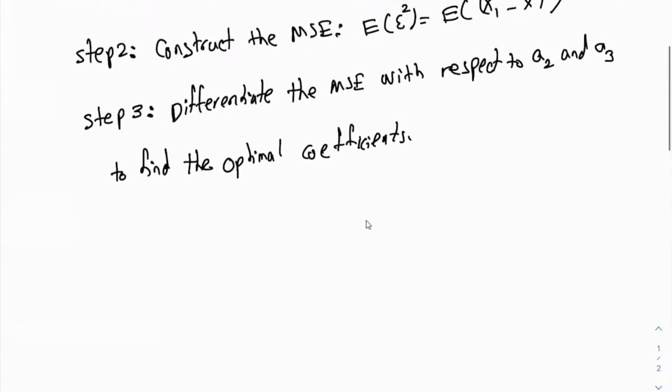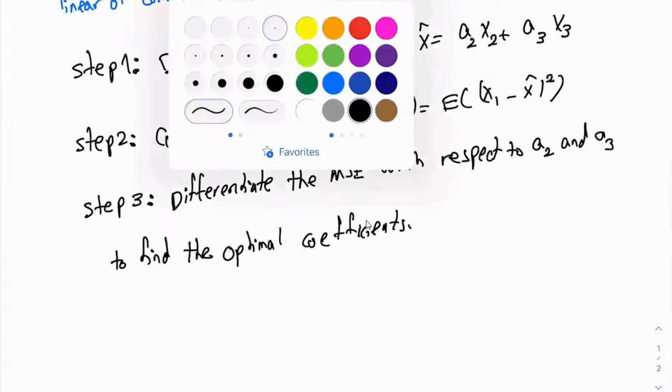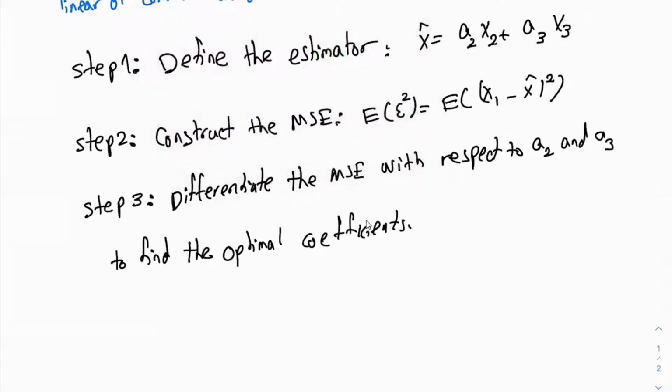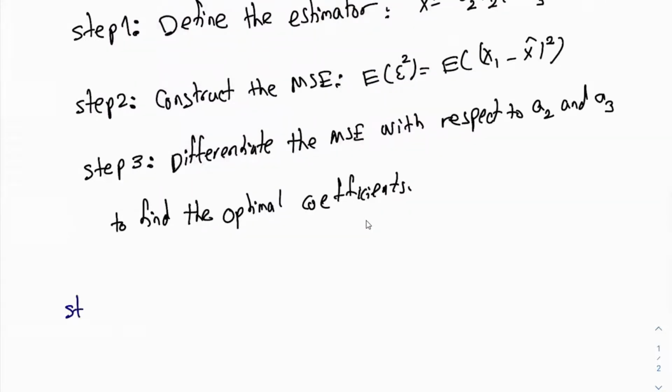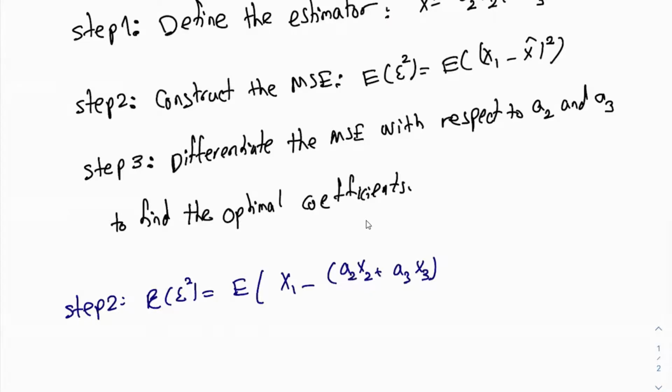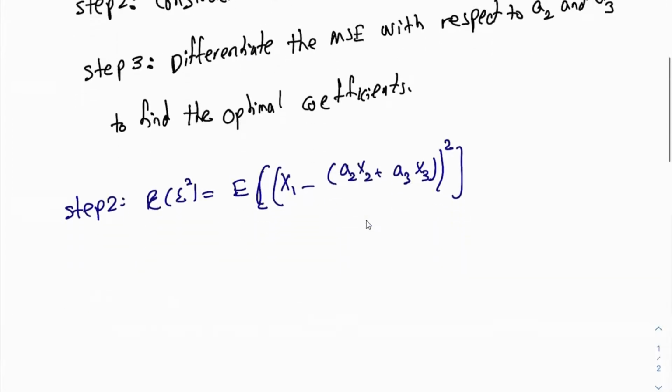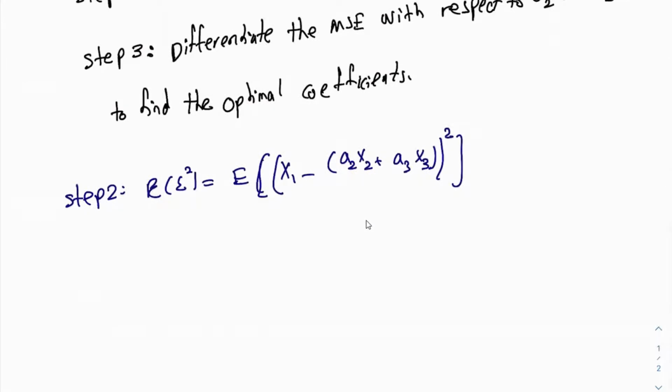Great. So part one, step one, we already know what we are doing. We already know the estimator. Let me switch to another color here. So step two, we write this: x1 minus (a2 x2 plus a3 x3) all together, square. Right. Before going to step three, we need to be able to expand this expression and simplify it a little bit.